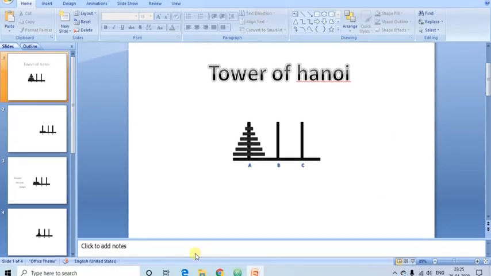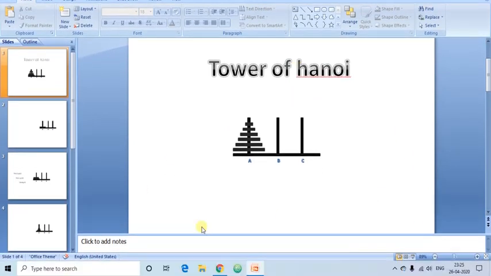Okay, so first, here we are given three towers A, B and C. We have to move all the disks from tower A to tower C, but with the constraint that we can move only one disk at a time. Another one, that a larger disk cannot be on top of a smaller disk. Okay, these two are the conditions which we have to follow in order to move all the disks from tower A to tower C. Okay, so next one.